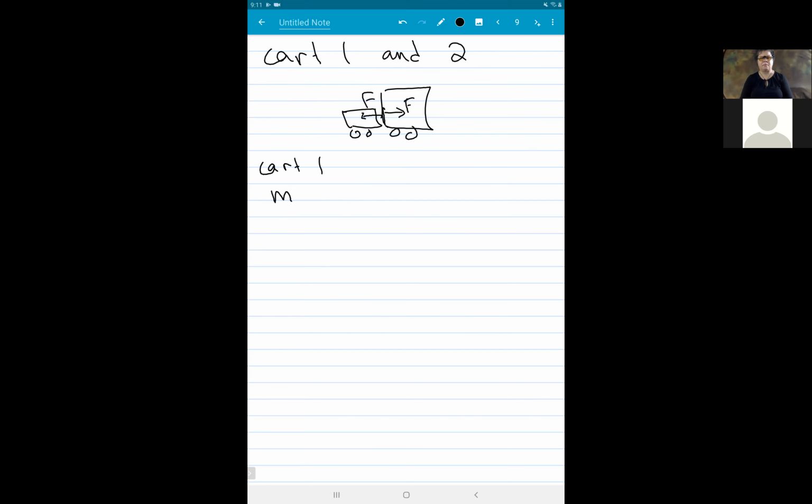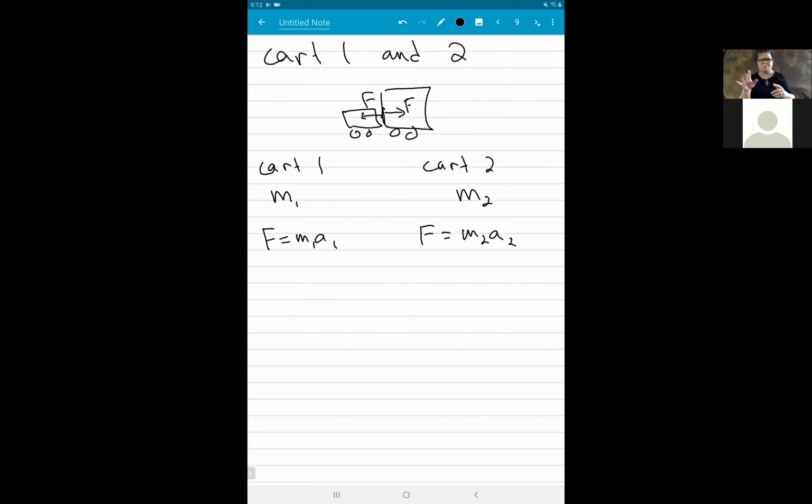Mass is, I'll call it mass 1, cart 2, mass 2. They'll experience F. So this thing's second law equation, F equals ma, is going to be F equals m1 a1, right? Cart 2 is going to be the same F, but equals m2 a2. And what do we know? We know that one's 500, the other one's 100.